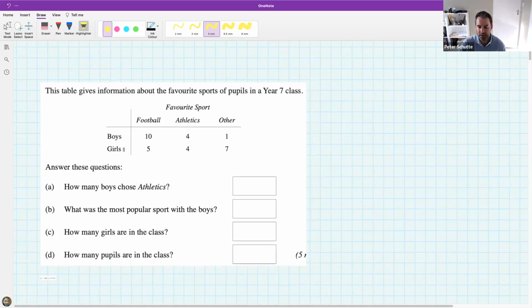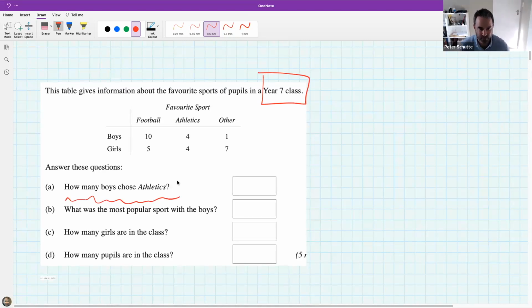Now, first of all, we need to make sure that we can read off this information from the table. So if we look at this table for a year 7 class, how many boys chose athletics as their favorite sport? Can you tell me by putting it in the chat? So you go and find boys on the horizontal, athletics on the vertical, and you should get the answer 4.